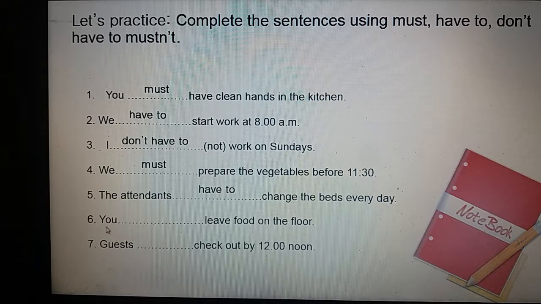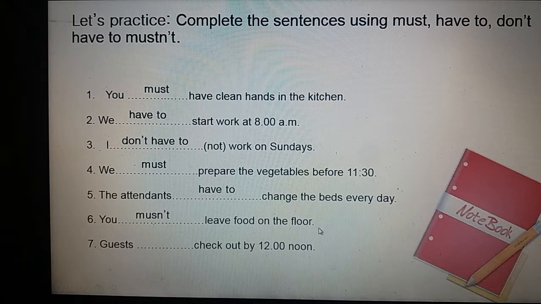Next sentence, you leave food on the floor. Dejar comida en el piso. Is this an obligation? Is this something that you have to do, or is it something that isn't necessary? Or is this action something that is forbidden? Of course, it's something that is forbidden. Okay, you mustn't leave food on the floor.